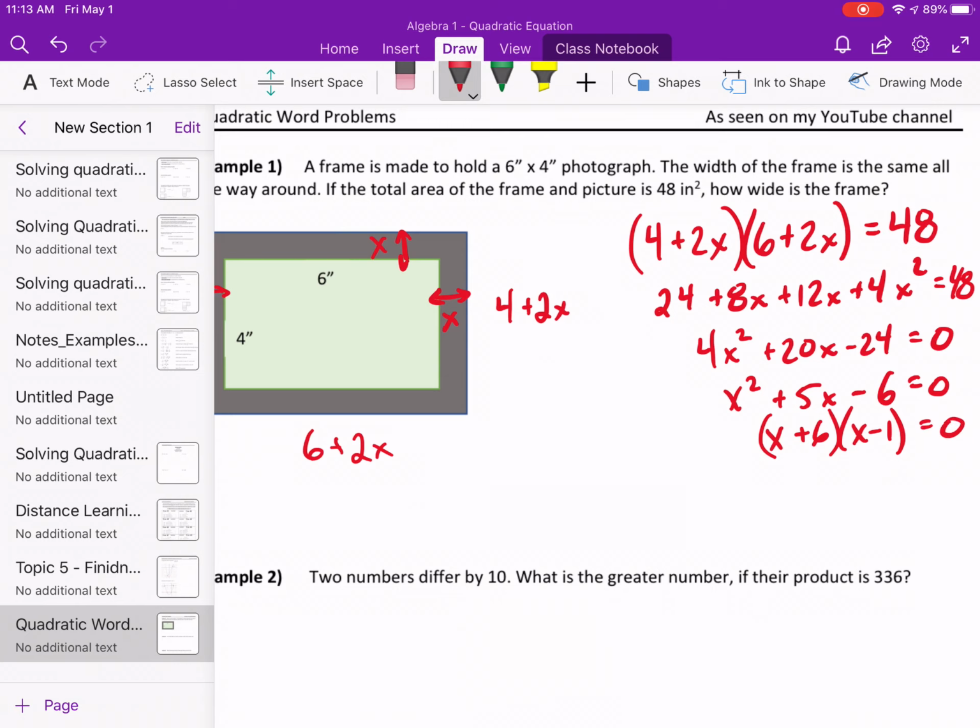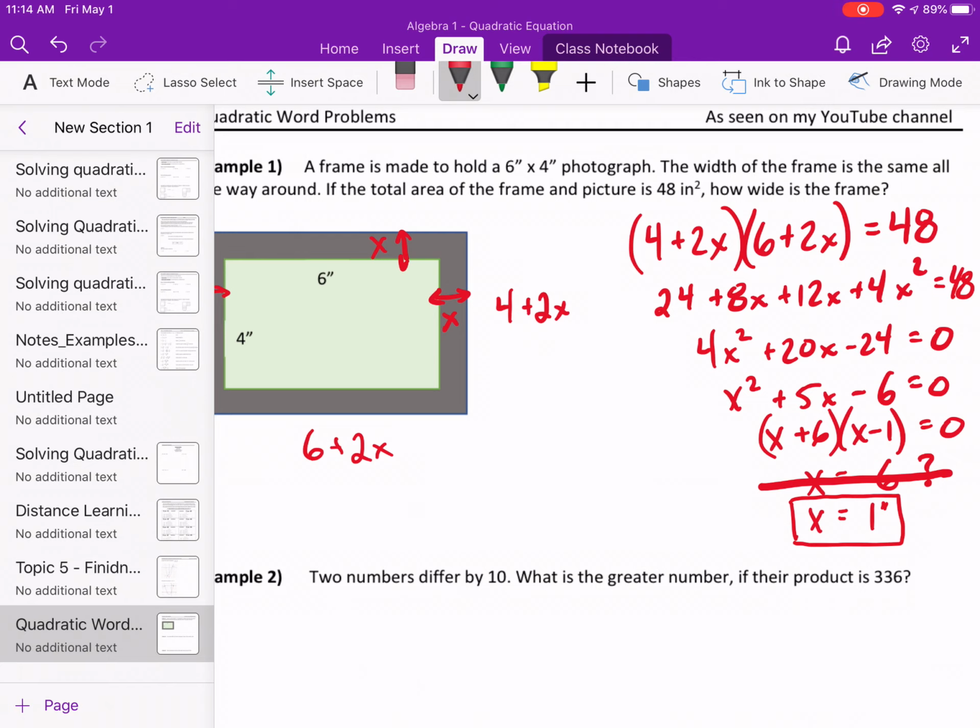Now, the interesting thing about this, using our zero product property, we see the answers are x equals negative 6 and x equals positive 1. Theoretically, sure, these answers will satisfy our criteria of making an area of 48, but how can you have a frame that has a width of negative 6 inches? It doesn't make any sense. So what we do is we cross that solution off, and we say our answer is x equals 1 inch.